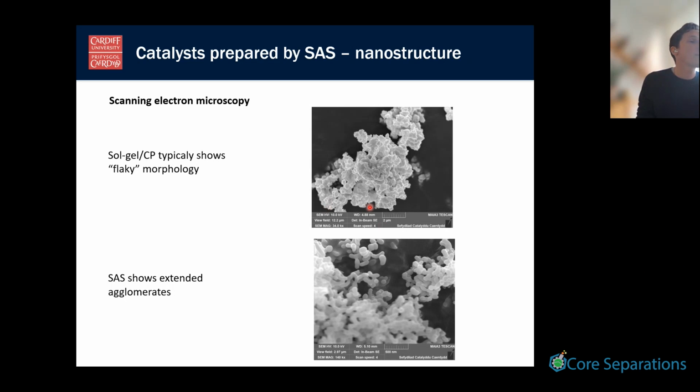So on this slide, we have some SEM images. On the top, we have a sol gel, or I think it may be co-precipitation in this case, formation of a metal oxide. You get this typical flaky morphology, whereas with the SAS method, we get these conjoined or extended agglomerates, which I think are consistent with some of the images shown in the previous two presentations. And this is a general phenomenon. There are exceptions, but often you'll find these extended agglomerates being formed.